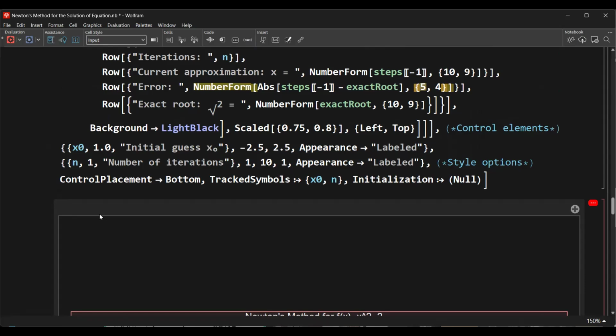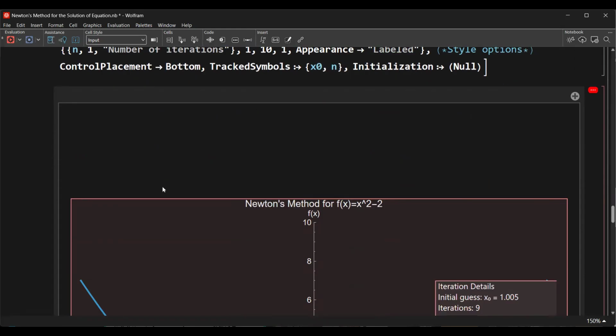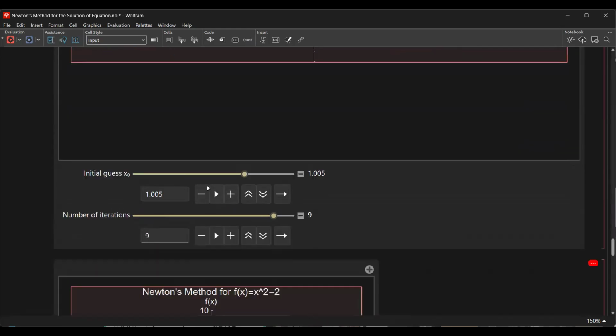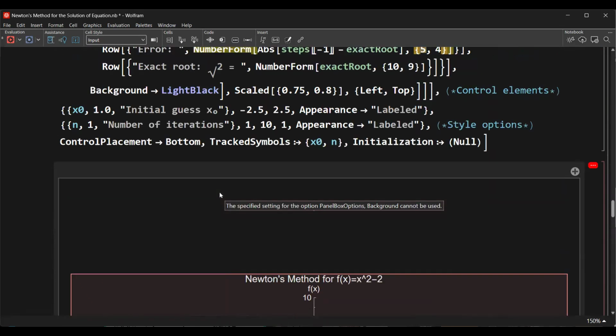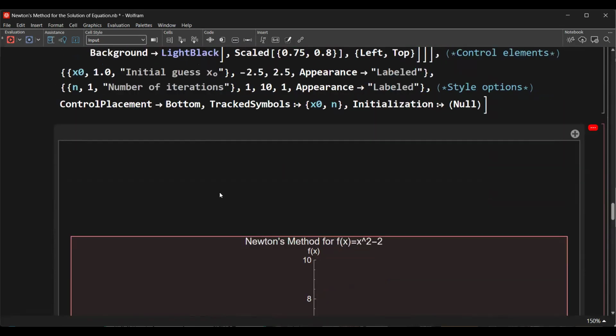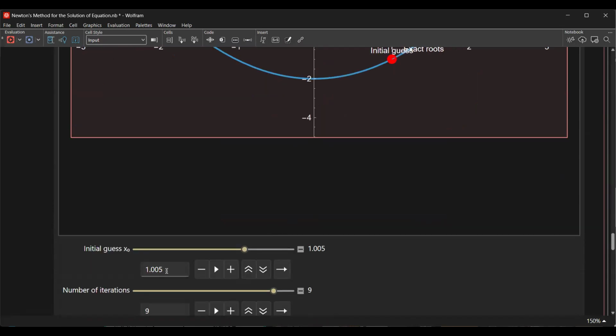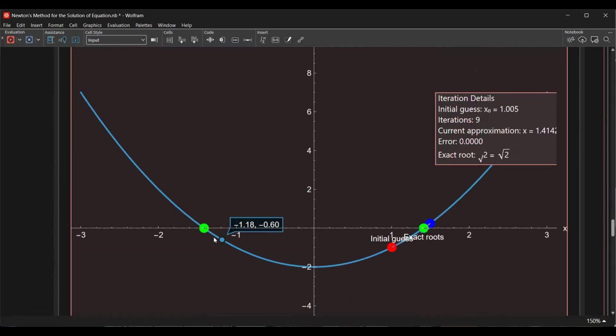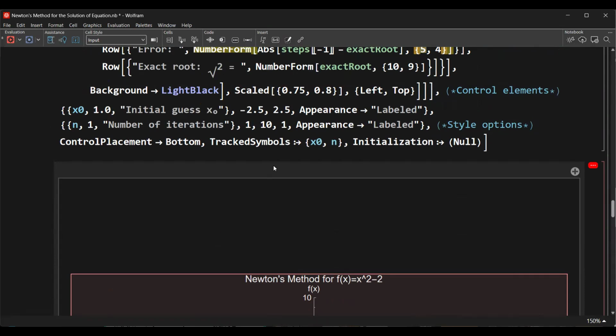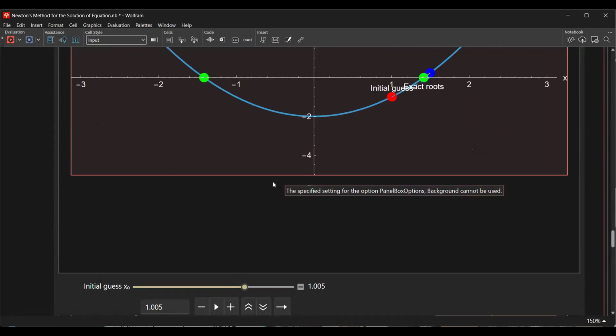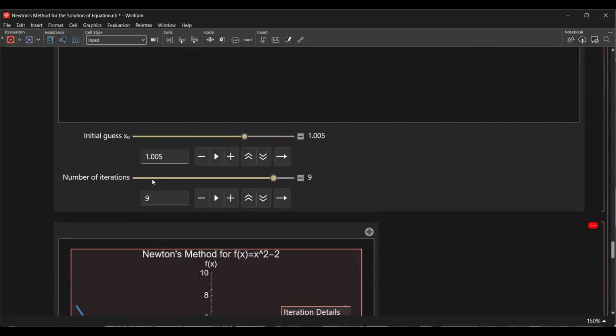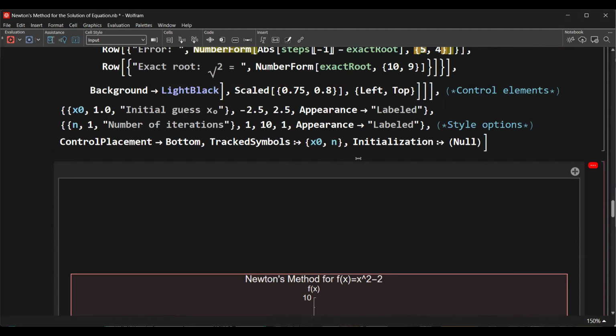So we have the control placement here at the bottom. This is our control placement. And the track symbols here, x sub 0 and n. So we have x sub 0 and n here equal to 9. So initialization is equal to null. So there are no values for the initializations.